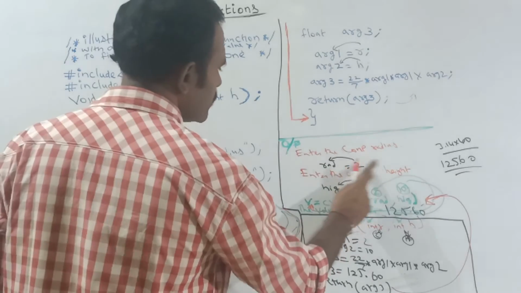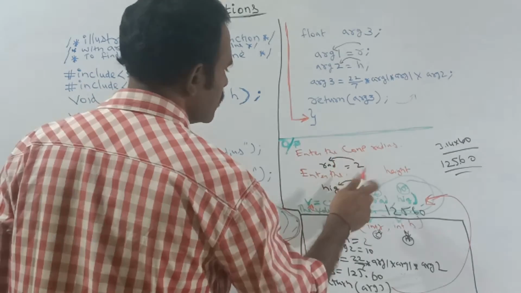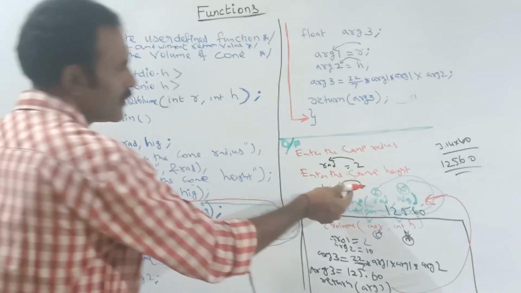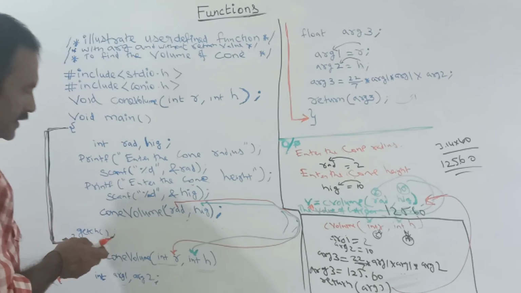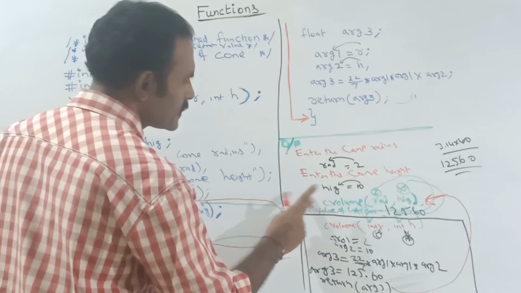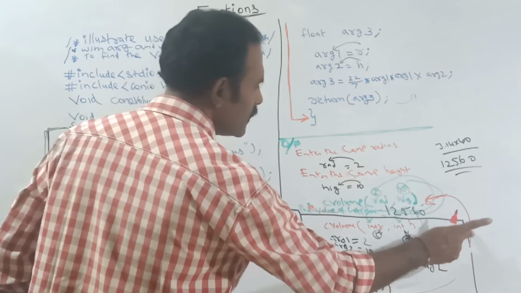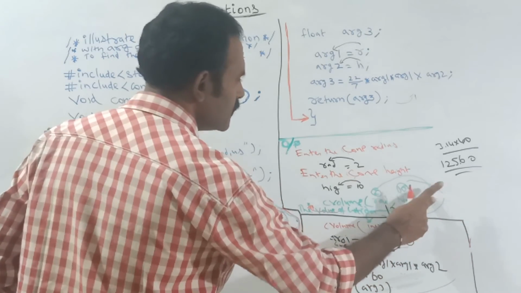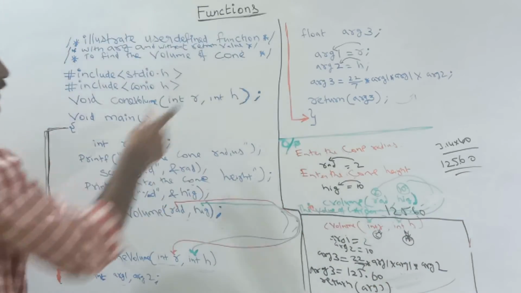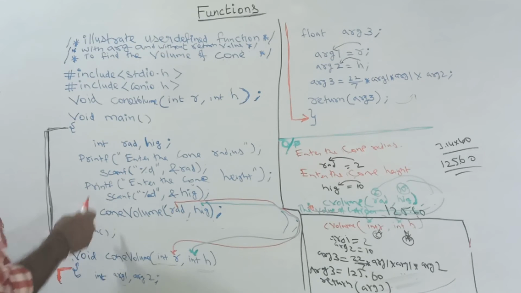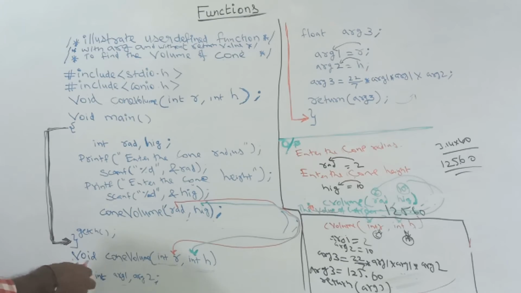Next one, height. Suppose if you are giving here 10, it will be stored in height. Next, here I am just calling the function. There is no return value, I am just calling the function, that's all, because this is void data type. If it is void data type, there is no return data type. See here, there is no return value.